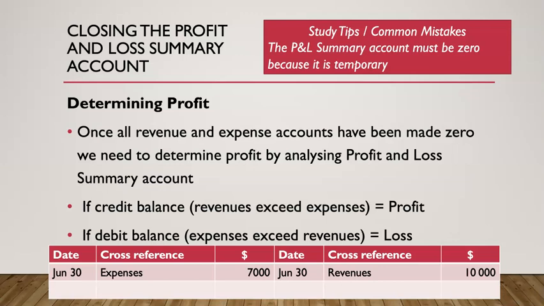So we need to now close this account because it must be zero because it's temporary, and we don't want to make the common mistake. How do we do this? We need to balance or make this account essentially zero. How would I make this account zero?